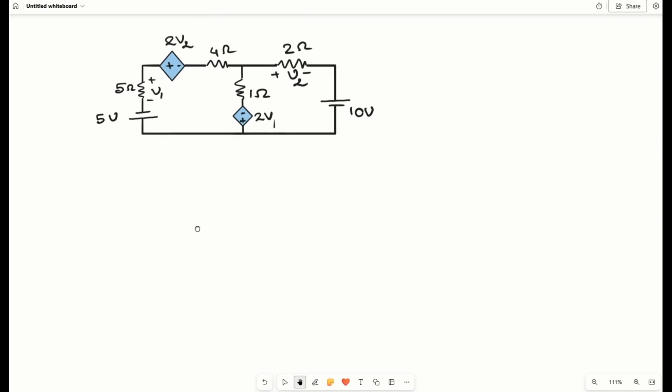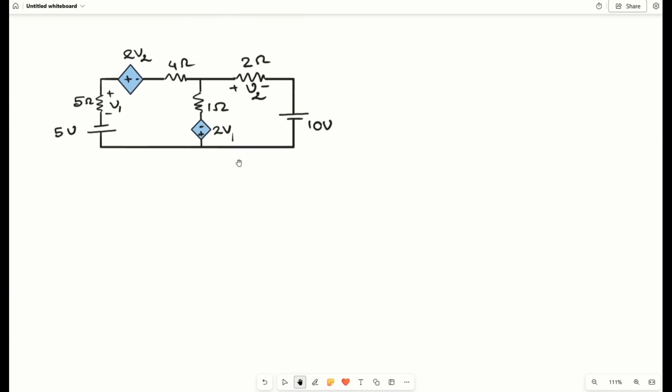So let us consider now this numerical where we are having two dependent sources, and these two dependent sources are voltage dependent voltage sources, right? Both are voltage dependent voltage sources. The first voltage source is dependent on voltage V2, and V2 is the voltage drop across this 2 ohm resistor. Okay, and next this voltage source is dependent on 2V1, where V1 is nothing but the voltage drop across this 5 ohm resistor.